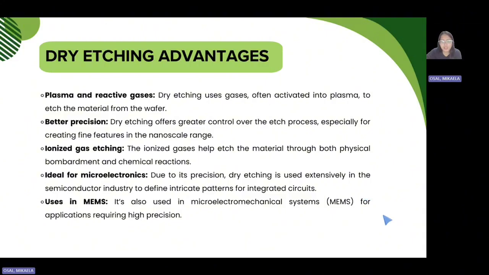This anisotropy allows for narrow trenches and high aspect ratio features required in advanced devices. While more expensive and complex, dry etching is essential for today's semiconductor nodes.